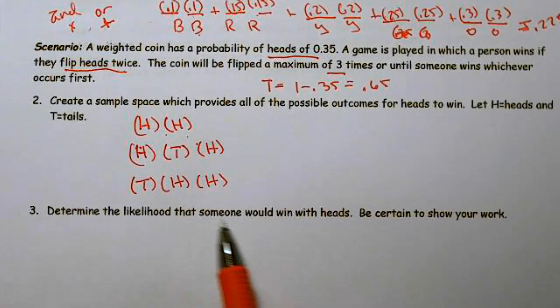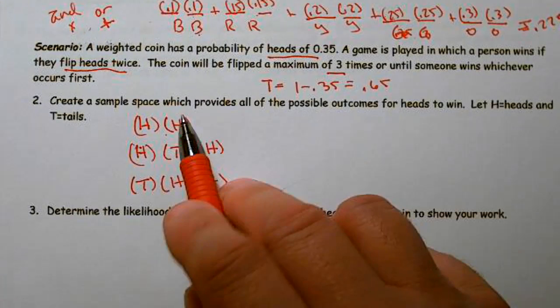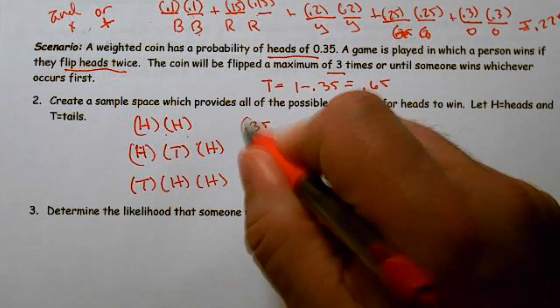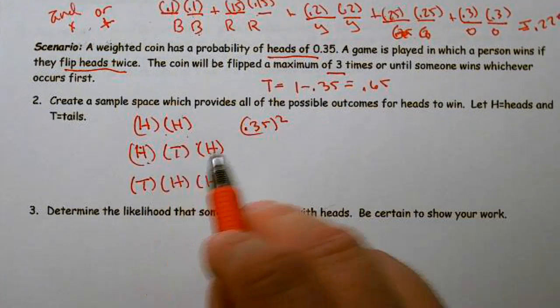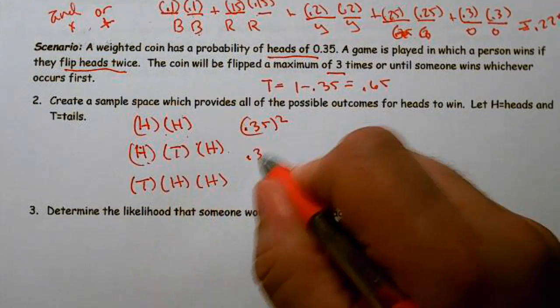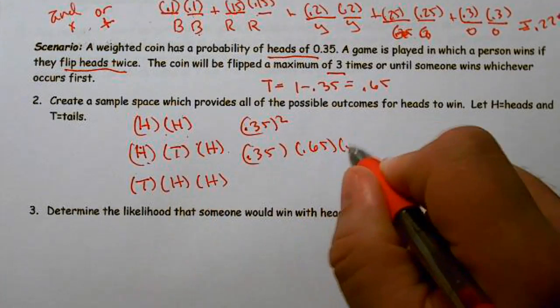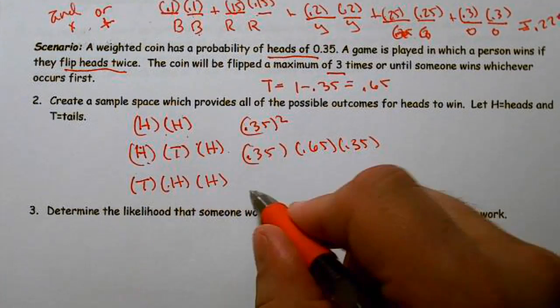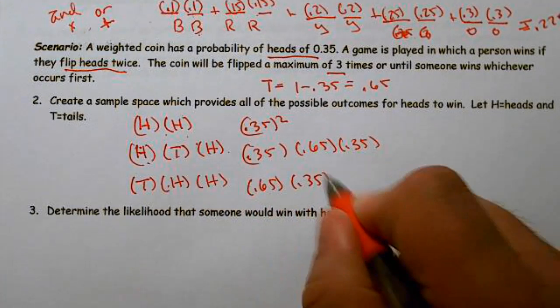Then it says, determine the likelihood that someone would win with heads. Be certain to show your work. Well, I'm going to refer back to this. The probability of flipping a heads was 0.35, so 0.35 squared. The probability of getting a heads, a tail, and a heads would be 0.35 times 0.65 times 0.35. And I could also win if I got a tail followed by 2 heads.